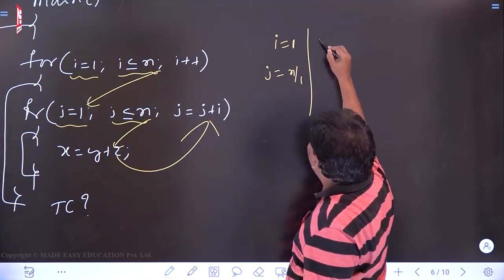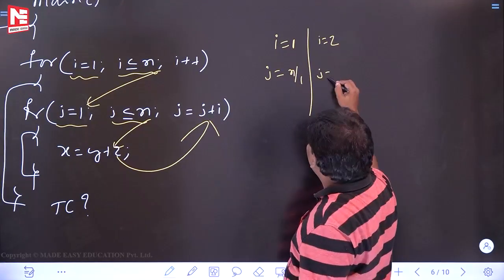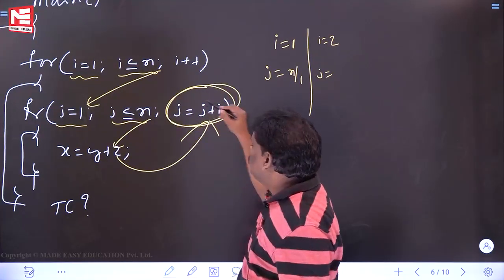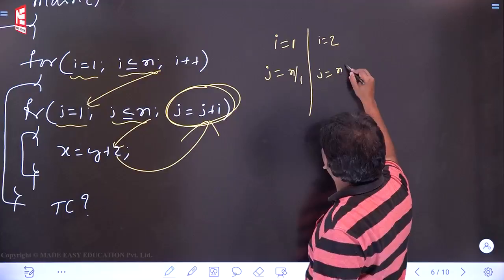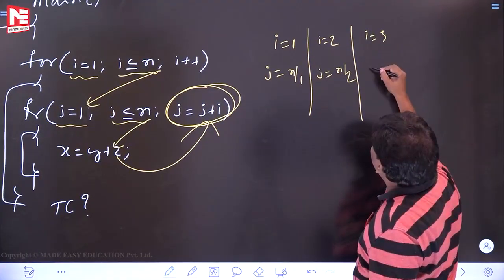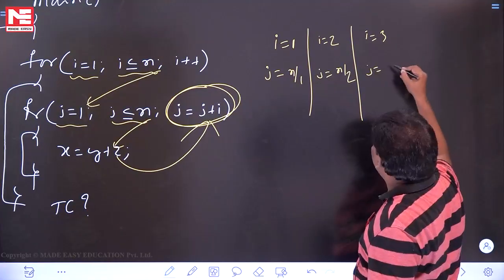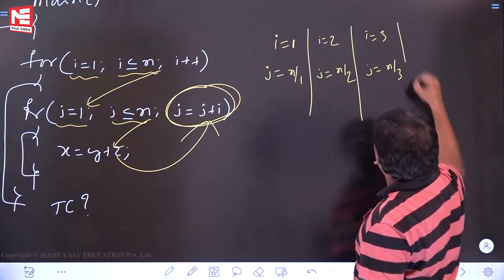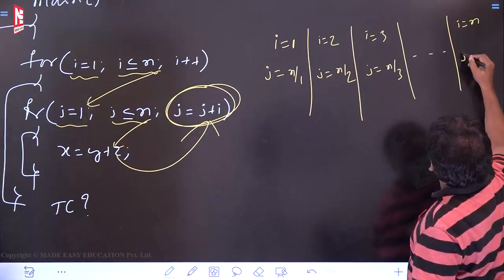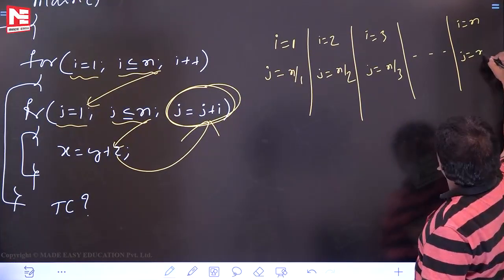Can you help me now? If i value is 2, what is the j loop? Always incrementing by plus 2. If you do always plus 2, the j loop will go n by 2 time. Next one, i value 3. What about the j loop? The j loop is always plus 3, n by 3 time. Right, it will continue. When i is equal to n, the j loop is always plus n, so n by n.